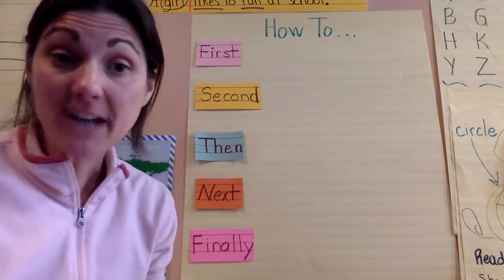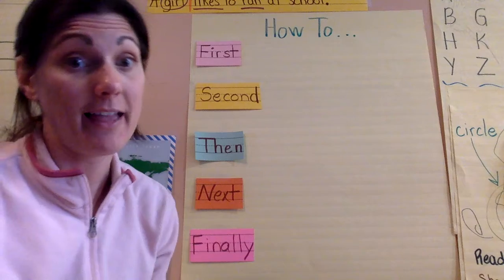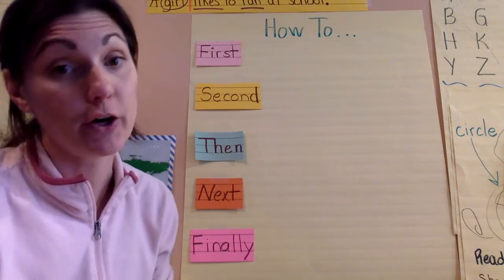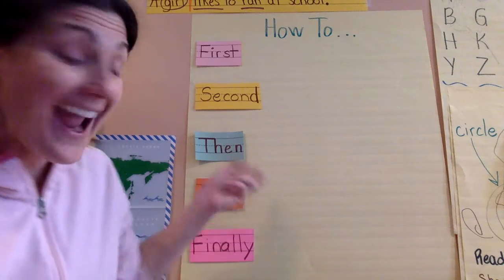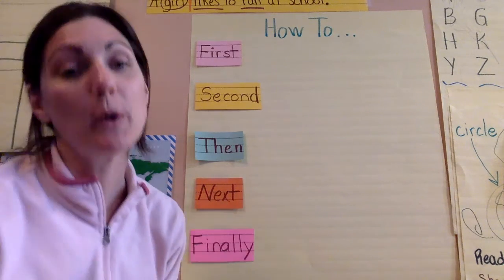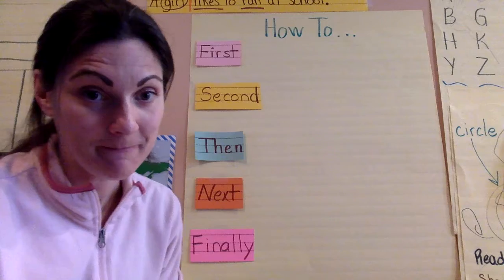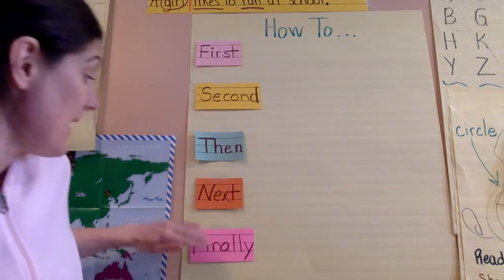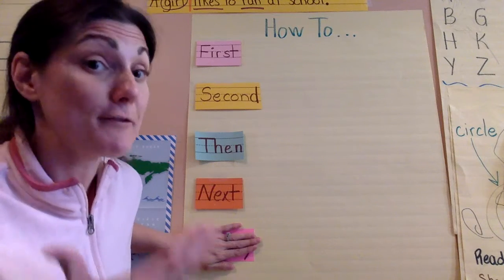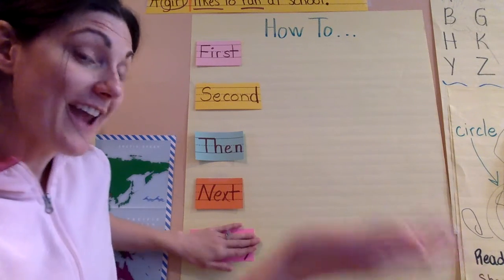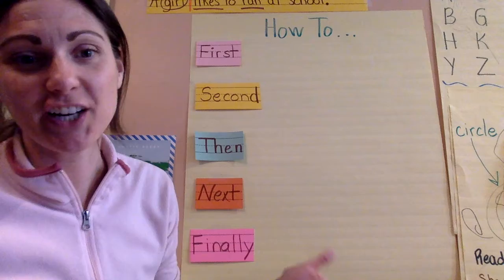Next, I would add any toppings that I wanted to add. I like pepperoni, I like mushrooms, I like green peppers. So I would add my toppings. And then finally, I would put my pizza in the oven and bake it. And I might even add an extra step. Maybe after next, I would say, after that, I would put my pizza in the oven, and then finally, I would eat it and enjoy it.